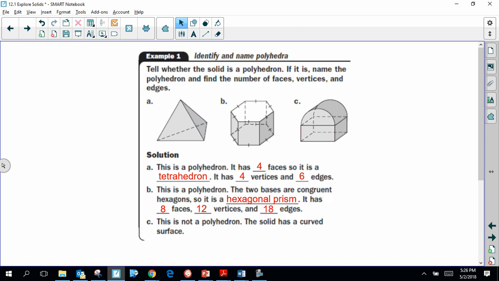The last one, you might have sheds in your backyard that look something like figure C does, but that one's not going to be a polyhedron because it does have a curved surface at the top. It has half of a cylinder sitting on top of a prism, so that one's not going to be a polyhedron.